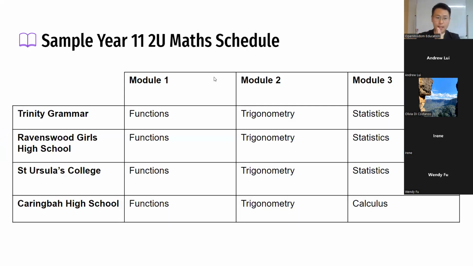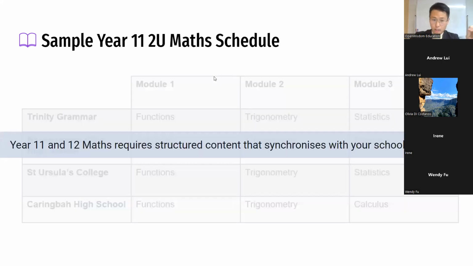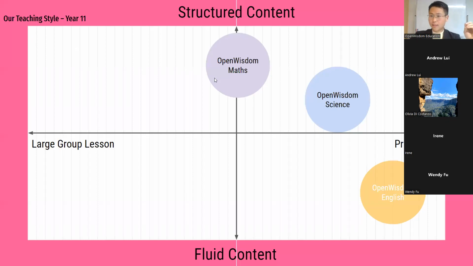Whereas if we take maths, for example, the same 4 schools across the first 3 terms, across the first 3 modules, you'll see that most schools will do similar maths topics in a similar sort of progression. In module 1, most schools will probably do functions, module 2 will be trigonometry, and module 3 will be statistics, which means that the maths lesson requires much more structured learning, and also has to be synchronized with your school. So to summarize the style of our learning, our OpenWisdom English lessons are taught very much in a one-on-one and private setting. The content is very much fluid.